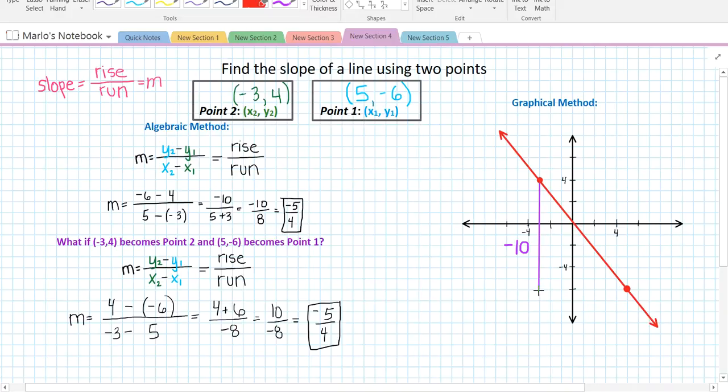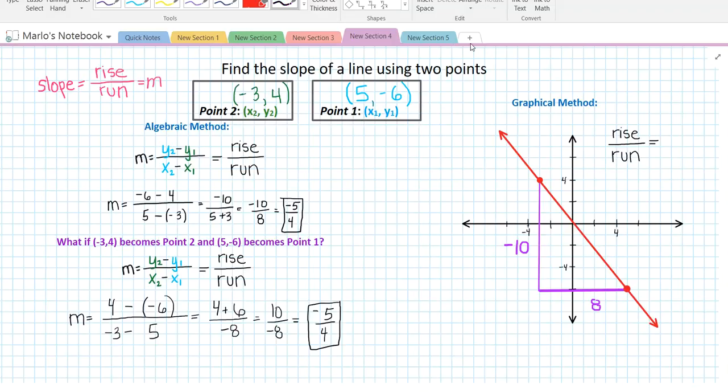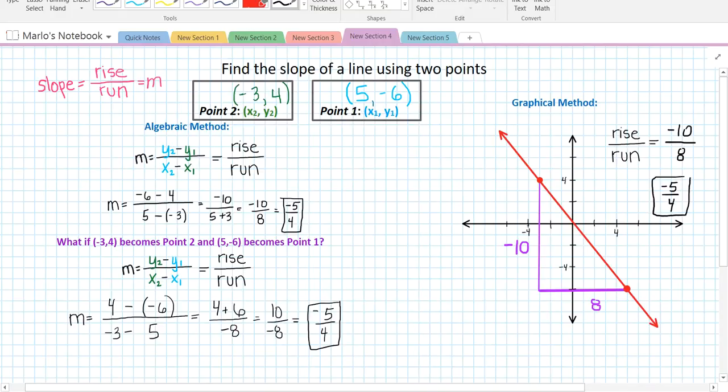Now for the run, we start from here and we go to the other known point. And this line has a length of 8. So the rise over run for this graph equals negative 10 over 8, which reduces to negative 5 over 4. And so we can see that by graphing, our answer matches up with the answer we got using the algebraic method.